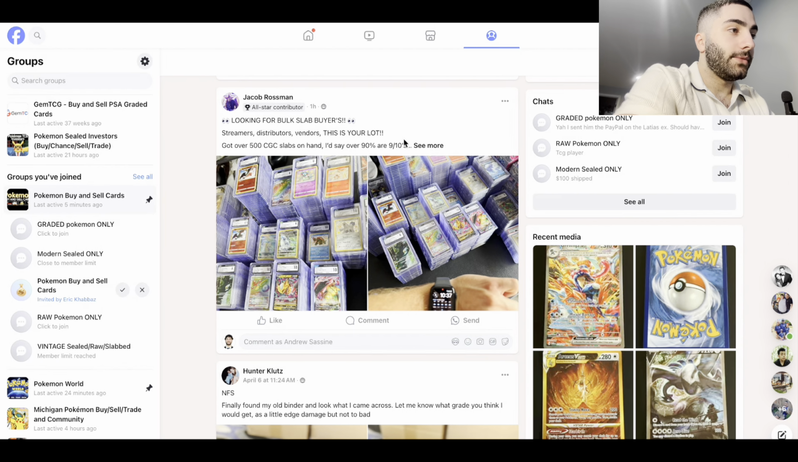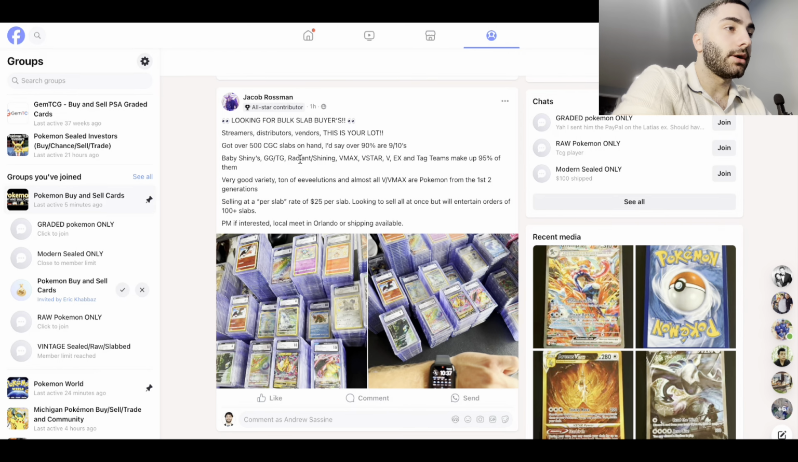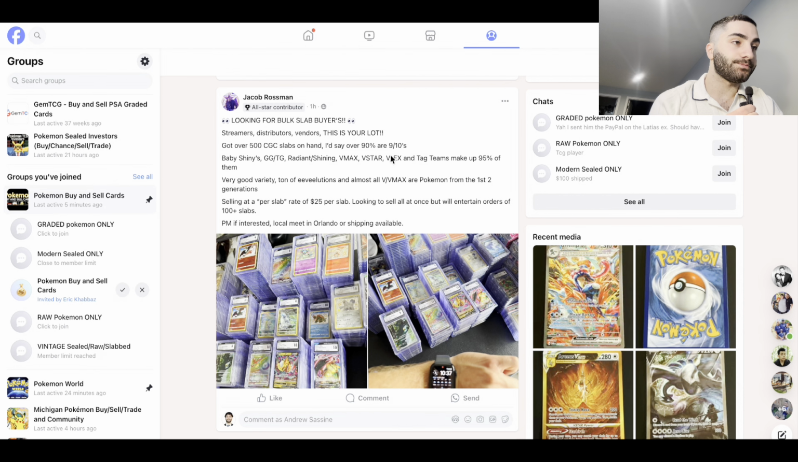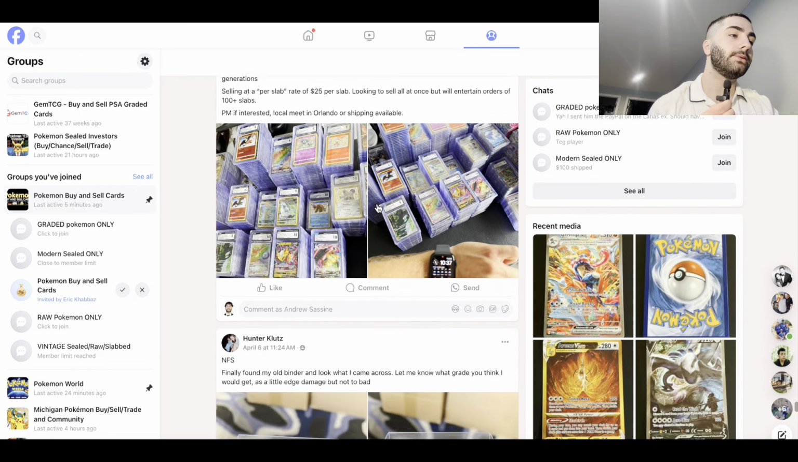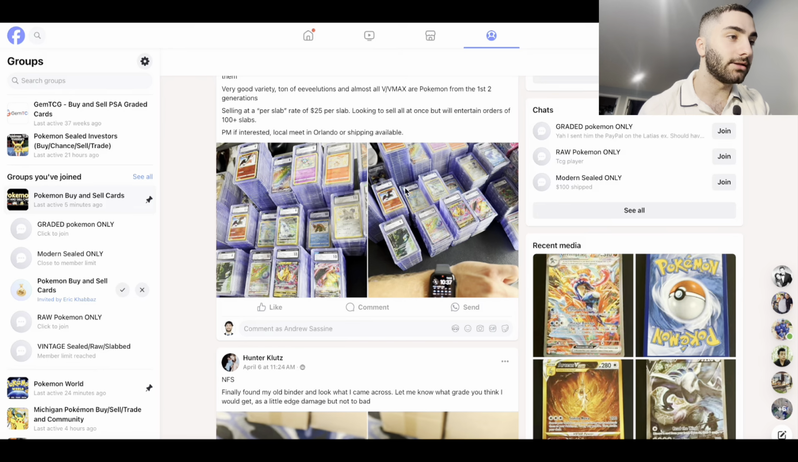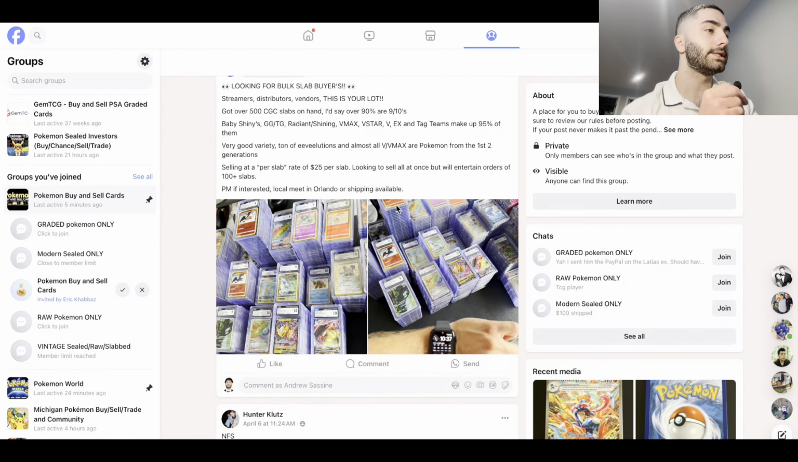Like right here, this guy posted an hour ago looking for bulk slab buyers. So if you are someone that buys bulk graded cards, this is the perfect thing for you. So right here, just read their post, selling at a per slab rate of $25 per slab. It's probably a bunch of junk, to be honest. Looking at these pictures, I don't think it'll be profitable, but these are the type of things you will look for.